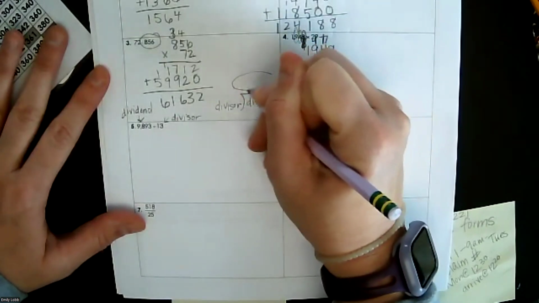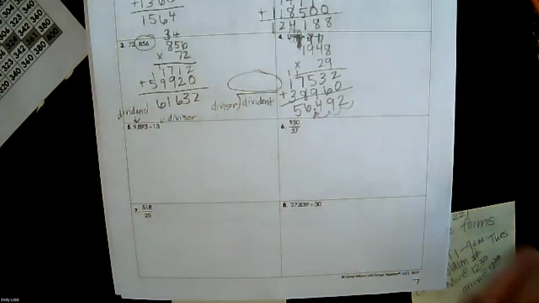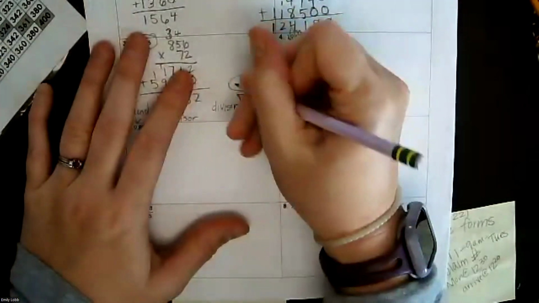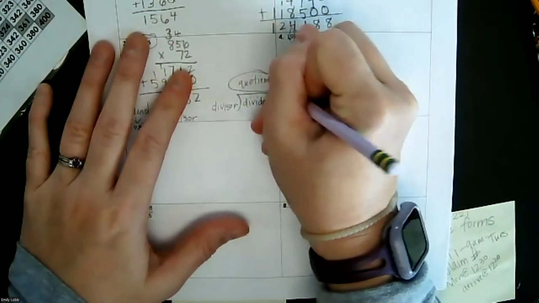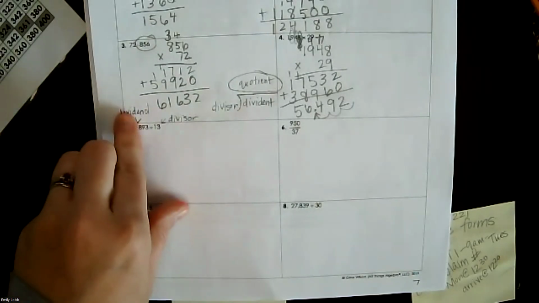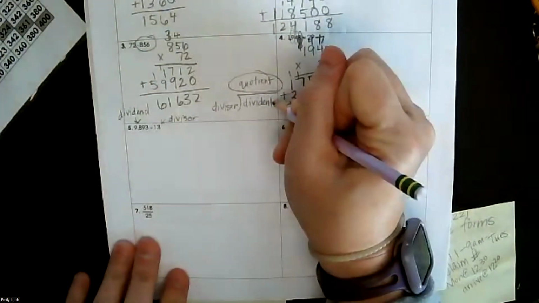Our answer, does anybody know what we call our answer to a division problem? Quotient, well done. So our answer is called a quotient. Do you need to know this? Yes, right? You need to know that this first thing is going to go inside here. I wrote divisor instead of dividend, silly me.